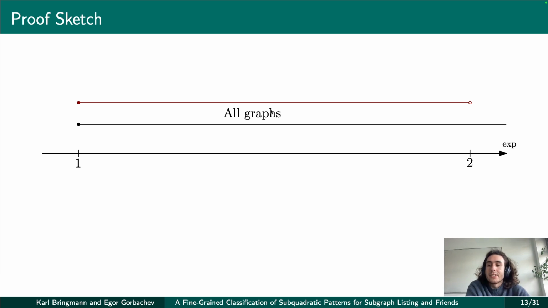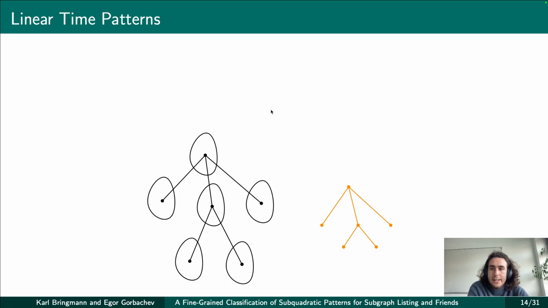What patterns are solvable in linear or near linear time? It's widely known that trees are indeed solvable in linear time. It follows from a simple dynamic programming algorithm. So here is the pattern H, here's the host graph G, and for each vertex of G, we find a subtree of smallest weight rooted at it. And we calculate such a dynamic programming table from the bottom upwards.